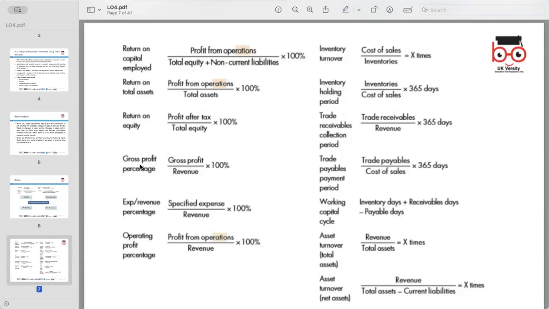Asset turnover, total assets and net assets. Asset turnover ratios assess how efficiently a company utilizes its assets to generate revenue. The total assets turnover is calculated by dividing revenue by total assets, while the net assets turnover is calculated by dividing revenue by total assets minus current liabilities. Both ratios are expressed as times.